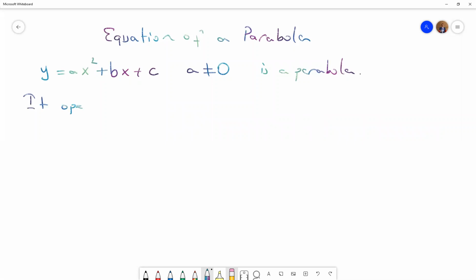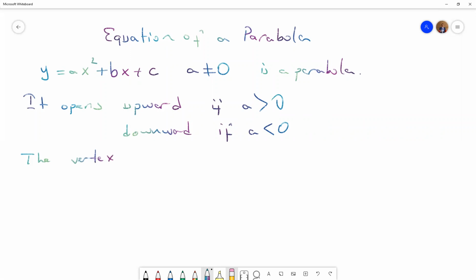It opens upward if a is bigger than 0, that is positive, and opens downward if a is less than 0, that is a is negative. And the vertex is the point, which point I mean? This one. This is the vertex, and this is the vertex again for the parabola.